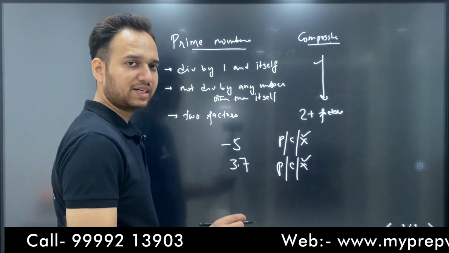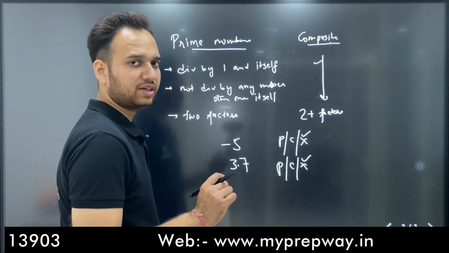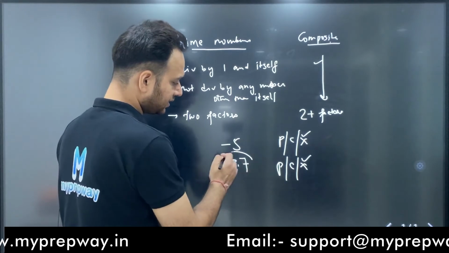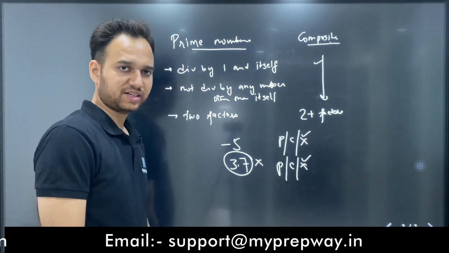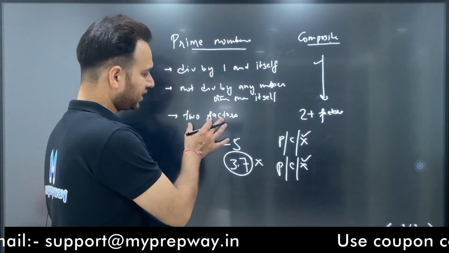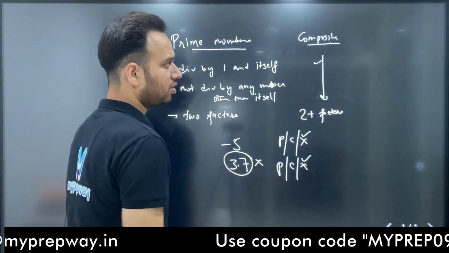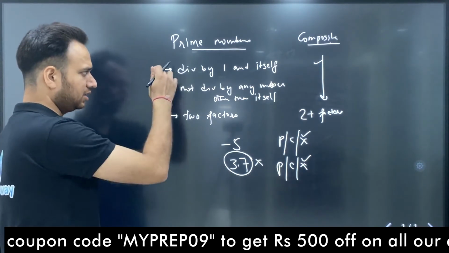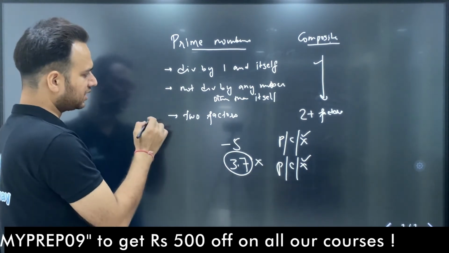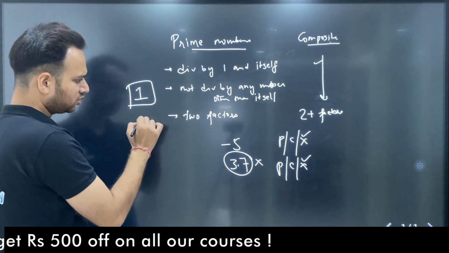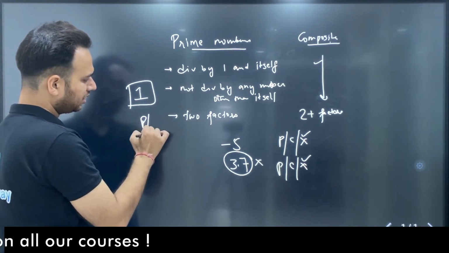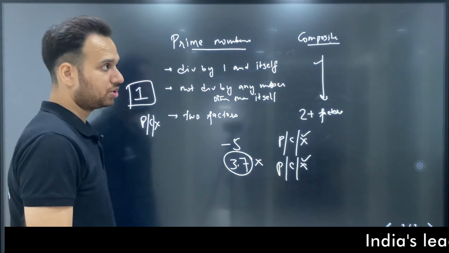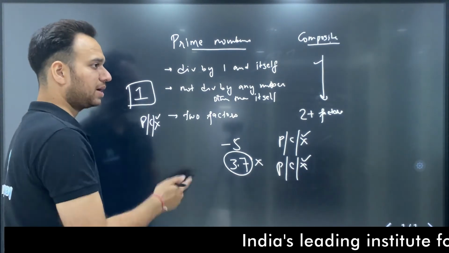And remember, factors are calculated only for integers. Numbers like this don't have any factor. So 2 factors, prime number; 2 plus factors, composite number. Now, the biggest difference between these definitions is the number 1. Is 1 a prime number, a composite number, or nothing? You should know that 1 is nothing, neither prime nor composite.